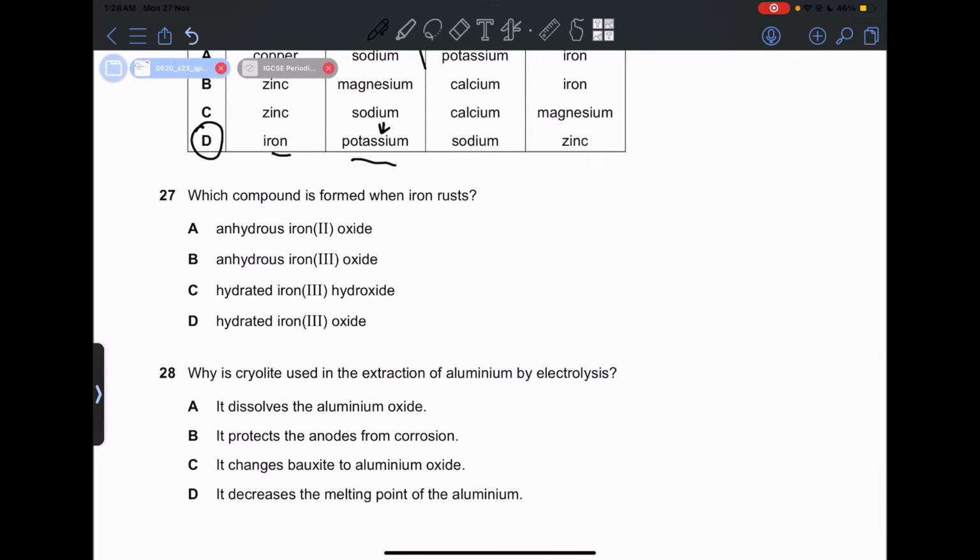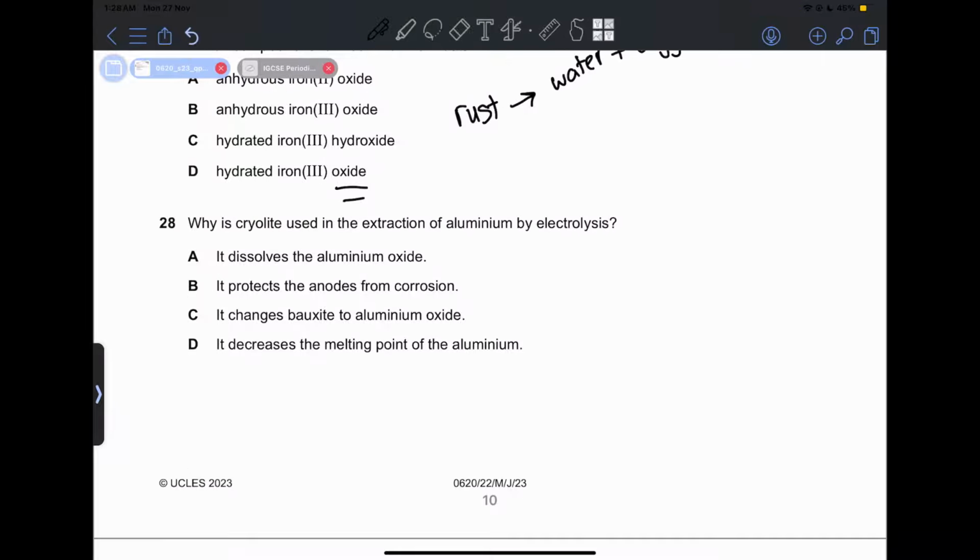27. Which compound is formed when iron rusts? This is actually going to be hydrated iron oxide, because we know that rust forms when there is presence of water and presence of oxygen, not just air. So it has to be hydrated because it has water, and there is oxide, which is oxygen. 28. Why is cryolite used in the extraction of aluminum by electrolysis? This is actually to dissolve the aluminum oxide, which is A.